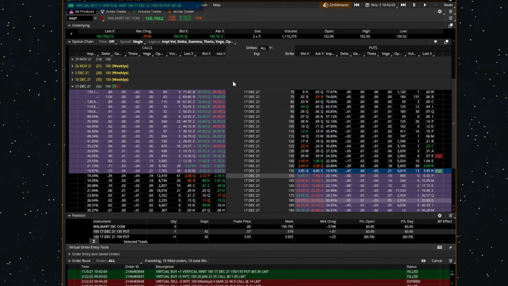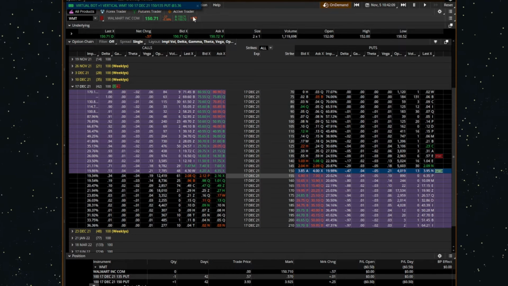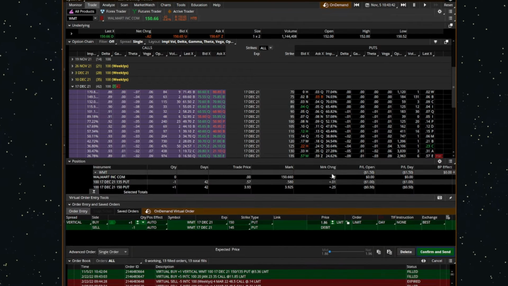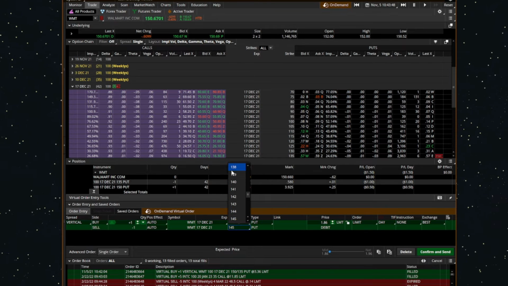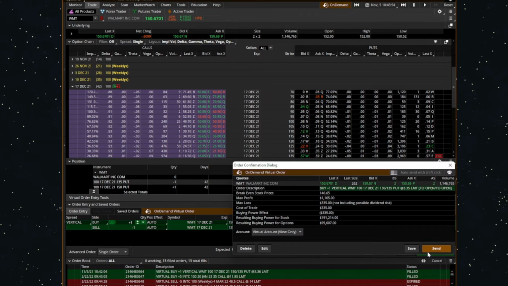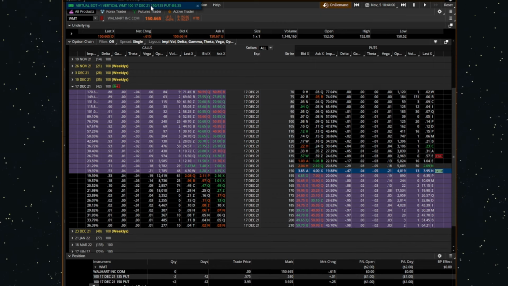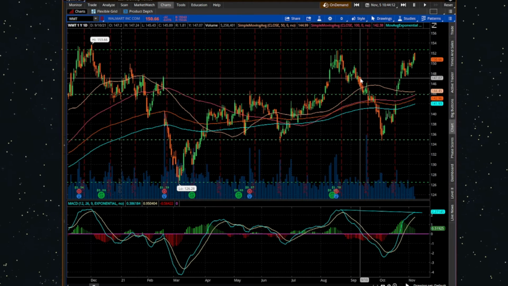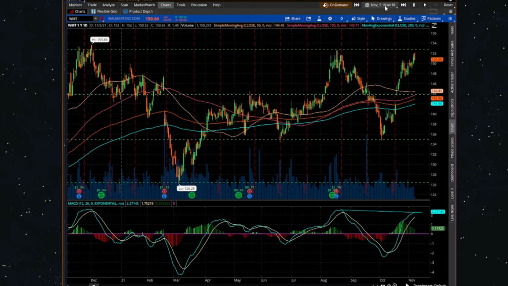I'll hit confirm. I'll hit send. And we bought one. I'm actually going to buy another. So we'll go to buy vertical 150 to 135, 3.35. And we bought another. So now we're going to go back to our chart and we're going to see what's going to happen with this stock.